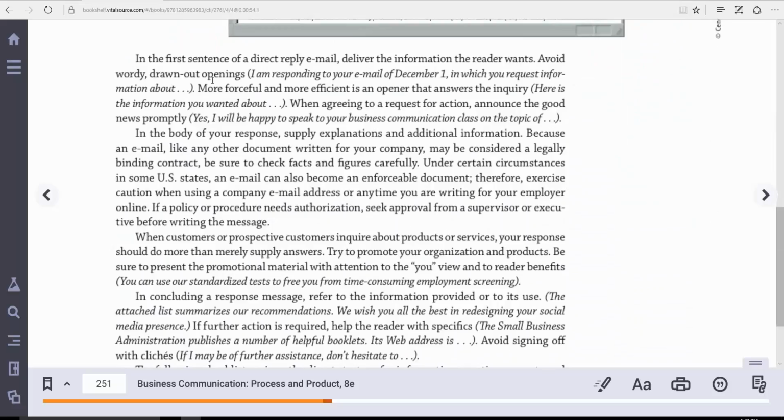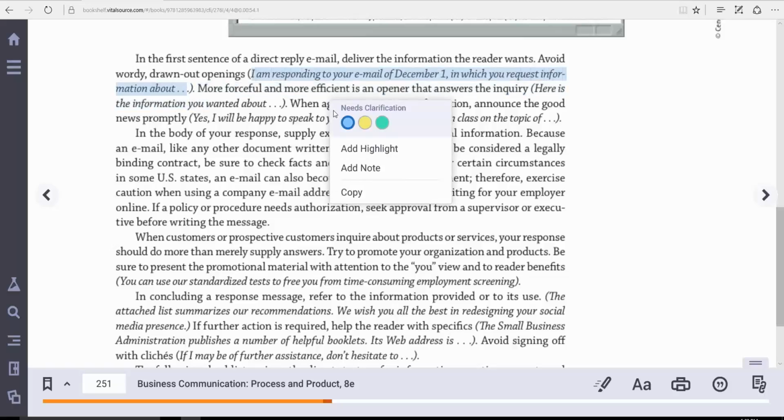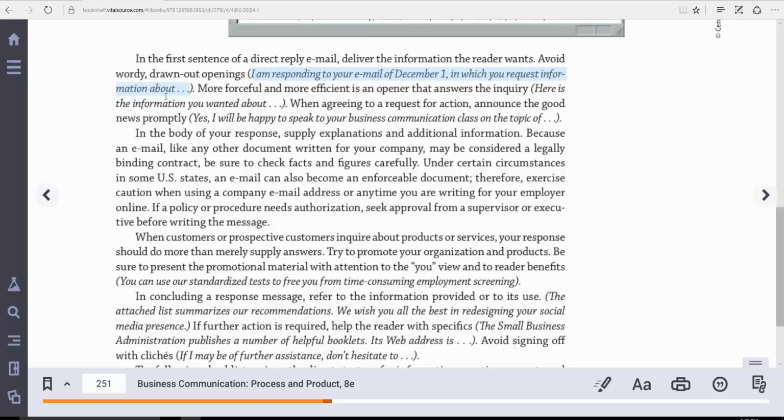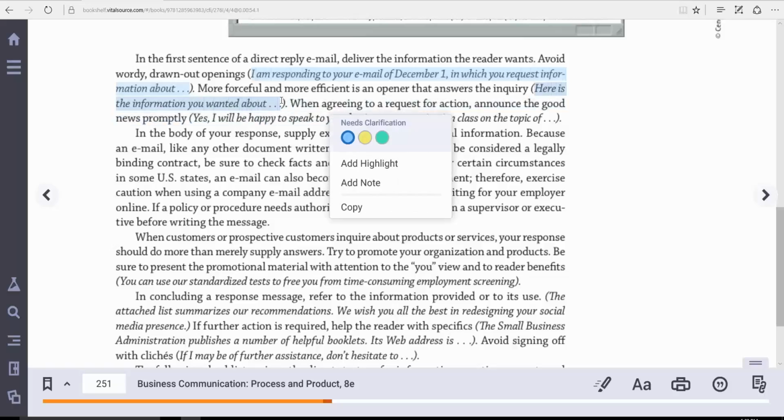Very wordy, drawn out openings, such as, I'm responding to your email of December 1st in which you request information about, and so on. More forceful and efficient is an opener that answers the inquiry. Here's the information you want. Okay, so this is more direct.